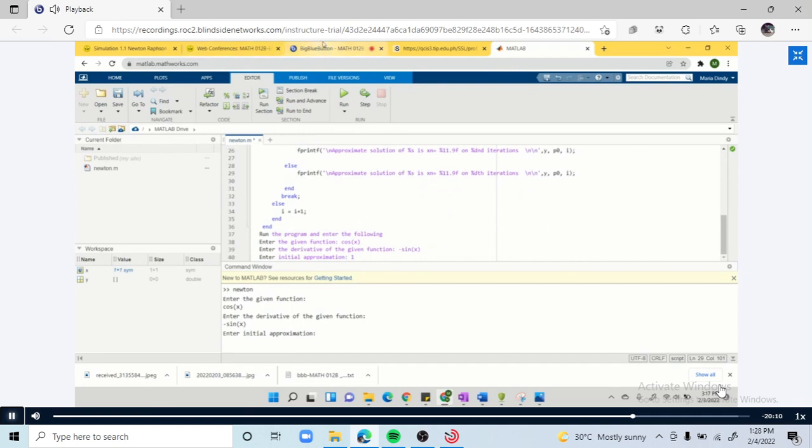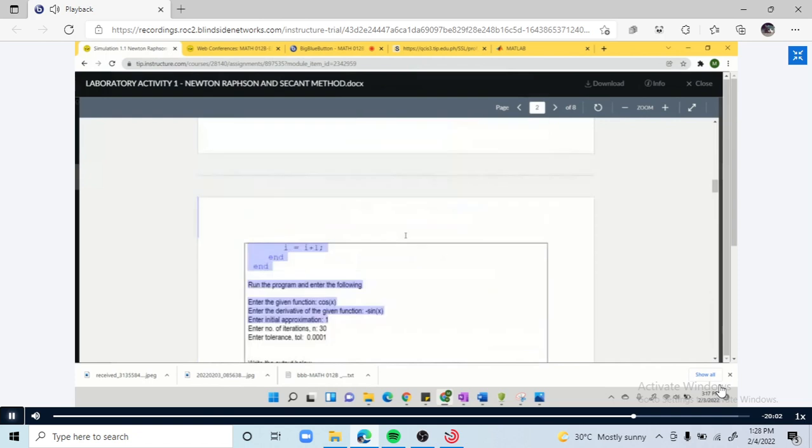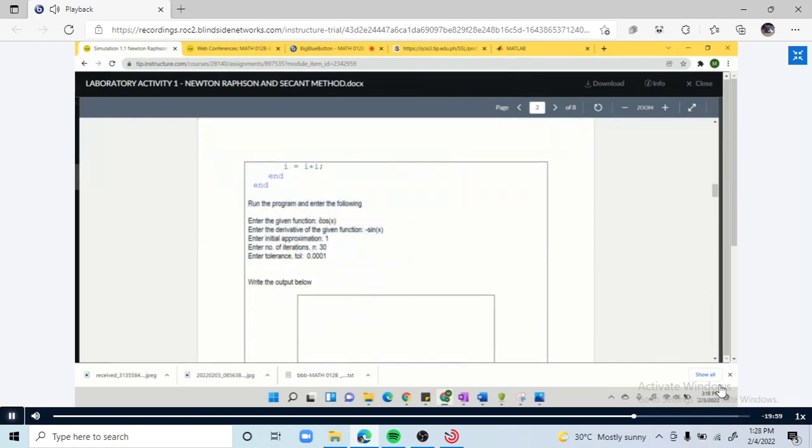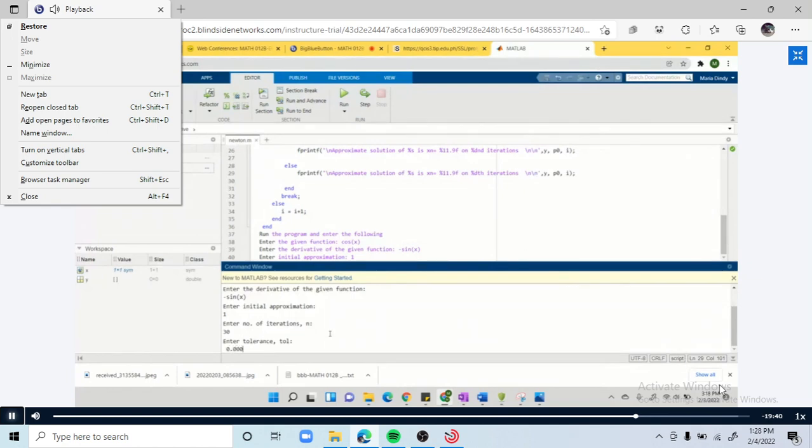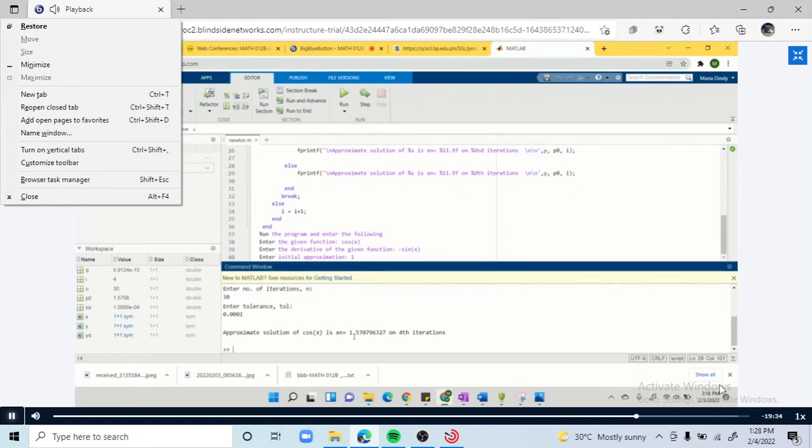Newton.m. After po i-run, ilalagay na po yung cosine x. Di ba nakalagay na enter the given function? Meron na ganon? Ayun na. Ayan, according to the activity, enter the given function, cosine x, tapos lalabas lahat yan. Type nyo lahat ito: cosine x, negative sine x, 1, 30.001, 1. Lalabas siya ng output after fourth iteration.